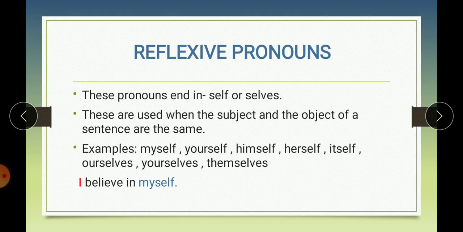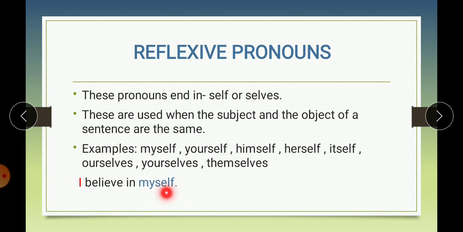Now children, you have already learnt about subject and object. So let's see this sentence. I believe in myself. Now, I is what? I is a subject. Now, I believe in whom? The answer comes: myself. So, myself is the object. Now, this word myself is used for whom? Somewhere it is used for I.